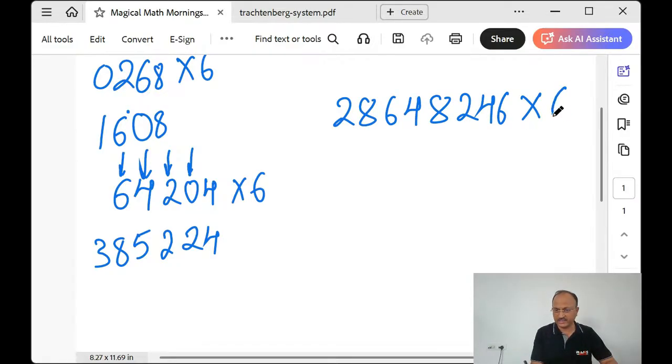2864 into 6. Quickly let us write. Normally you may see, does it take this much time? Because I'm explaining and writing, it's taking that much time. And you people have already observed, when you do it, it can be done much faster.